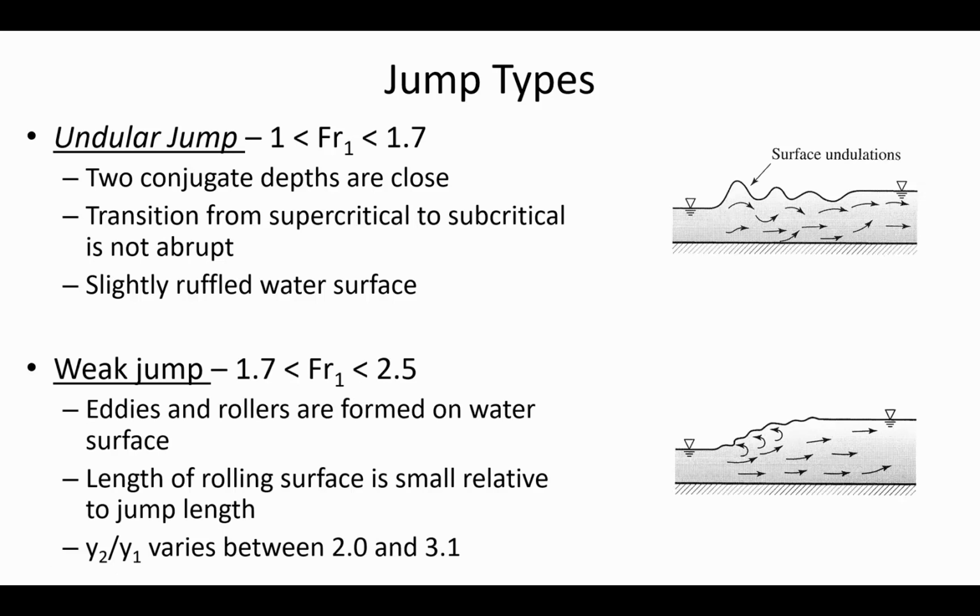We call it a weak jump when the Froude number is between 1.7 and 2.5, and the length of the rolling surface is small relative to the jump length, and so that's a weak jump. The thing that is important to look at in both of these figures so far is the arrows, because what we prefer is a hydraulic jump that doesn't have much velocity going down into the channel bed, because the velocity going down into the channel bed can cause scour of sediment.